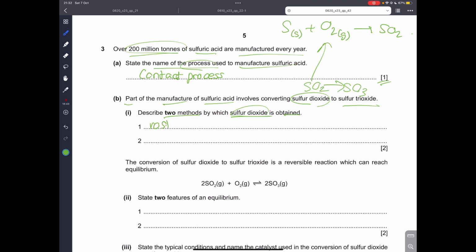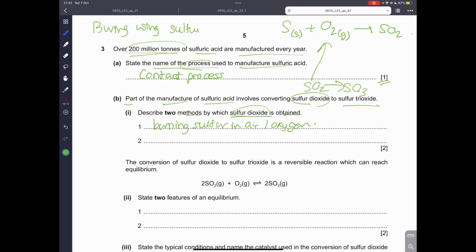Roasting. So one of the methods is basically burning sulfur in air or oxygen. You can write that as well. The second method is basically burning using sulfur ores.